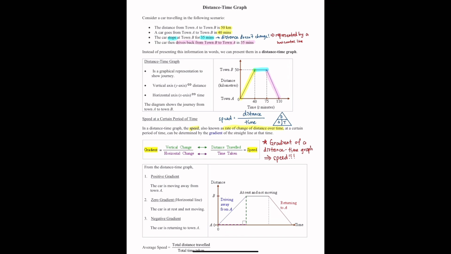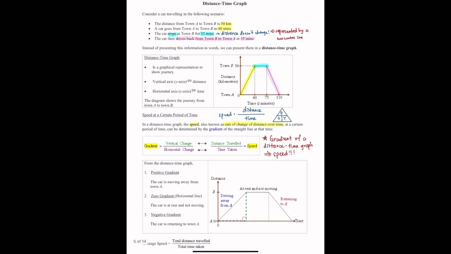So let's look at the last part of this page. From the distance time graph given here, take note, starting position is at A, you're driving to B. If it's upward sloping, you're driving away from A; if it's downward sloping, you're actually returning from B to A. So positive gradient, let's look at this yellow line first. If you notice, this yellow line is an upward sloping line. It means the gradient is positive. It is moving away from town A, which is the starting point.